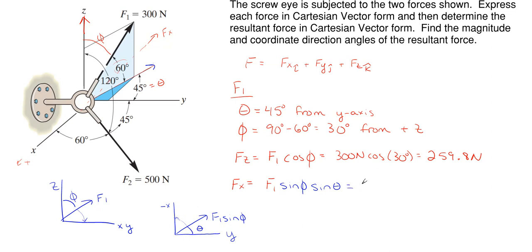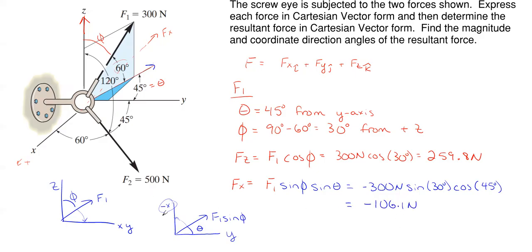So plugging in everything here, I know it's going to be a minus value because I am in the negative x direction. So it'd be minus 300 newtons sine of phi, which is 30 degrees, and then times the cosine of theta, which theta is 45 degrees. And this gives me a minus 106.1 newtons.